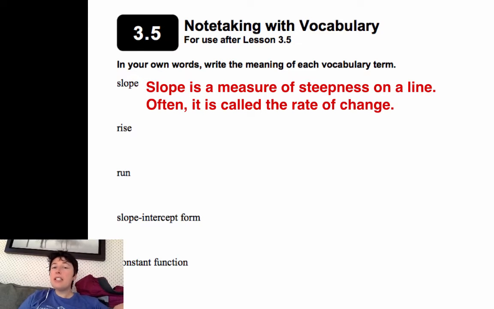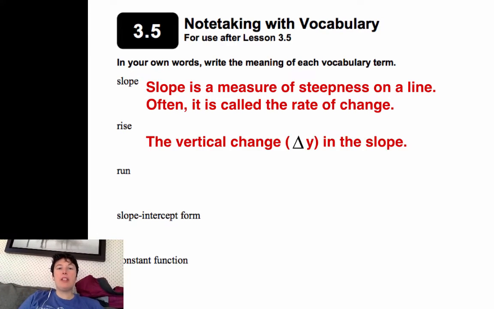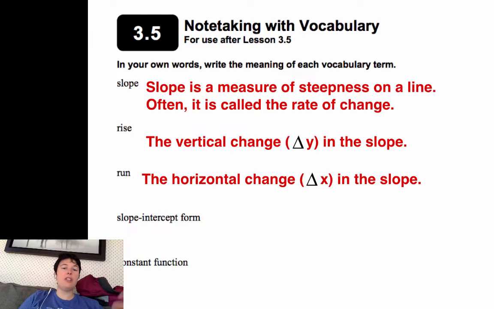It often is called rate of change as you get into higher level math, but it's that measuring of delta y and delta x, that change in y and change in x. So big time knowledge here that you should have is slope measures the steepness of a line. And then rise is specifically the vertical change. It's the delta y in the slope. And then run is the horizontal change. It's the delta x in the slope.